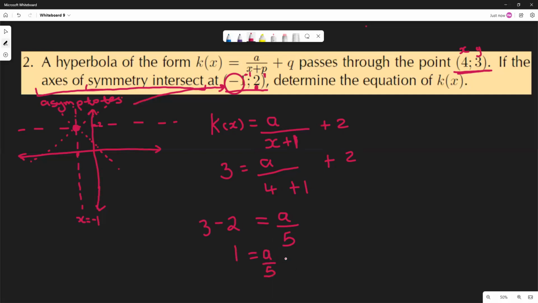Then to leave a by itself, obviously I'm going to multiply by 5 on both sides. Therefore, a equals 5. Therefore, k of x equals 5 all over x plus 1, and then plus 2 on the side. And that is how we find the equation of this hyperbola, ladies and gentlemen.